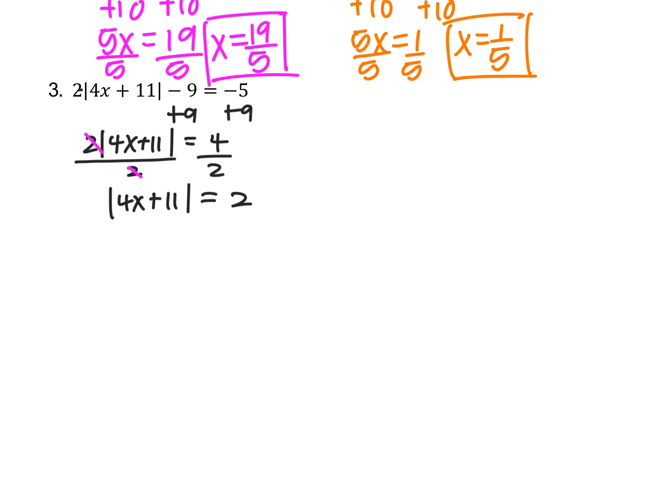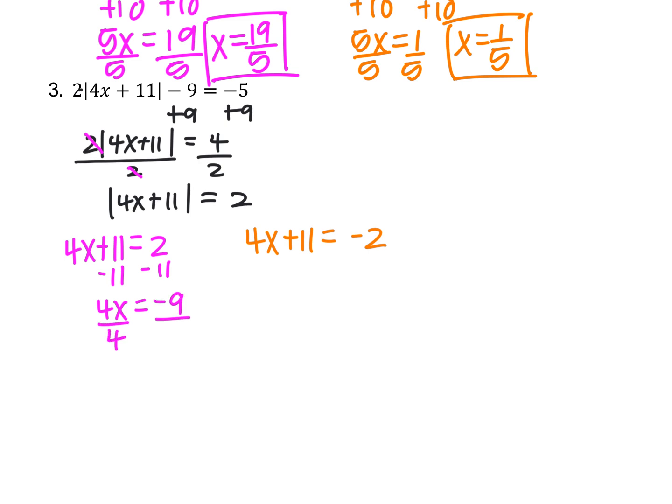So now that we have the absolute value bars completely isolated, we're going to do one positive answer, one negative answer. So I have 4x plus 11 equals 2, and 4x plus 11 equals negative 2. So now I'm going to solve for x like normal. 2 minus 11 is what? Negative 9. And then I divide by 4. So I have x equals negative 9 over 4, and we can just leave it like that.